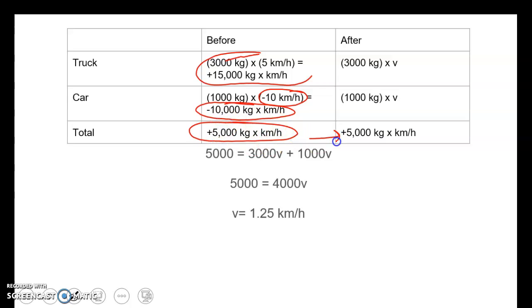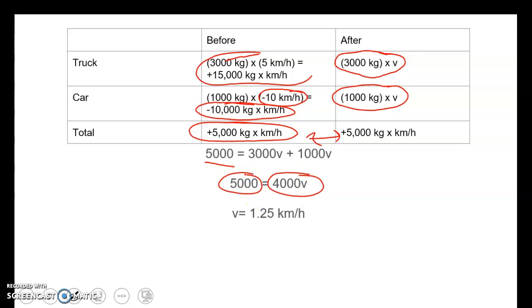Total momentum is conserved, so we're stuck with 5,000. Now we look at the truck's momentum afterwards, and since they're stuck together, they have the same velocity, so it's 3,000 V plus 1,000 V, which gives us 4,000 V. And then when we solve for V, we get 1.25 kilometers per hour. So the truck and the car are traveling to the right at 1.25 kilometers per hour after they stick together.